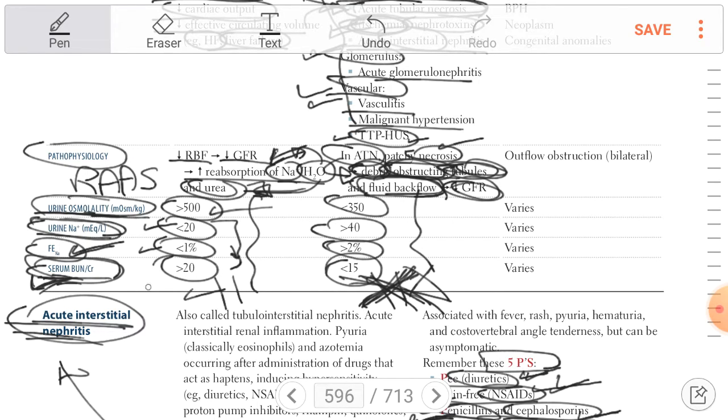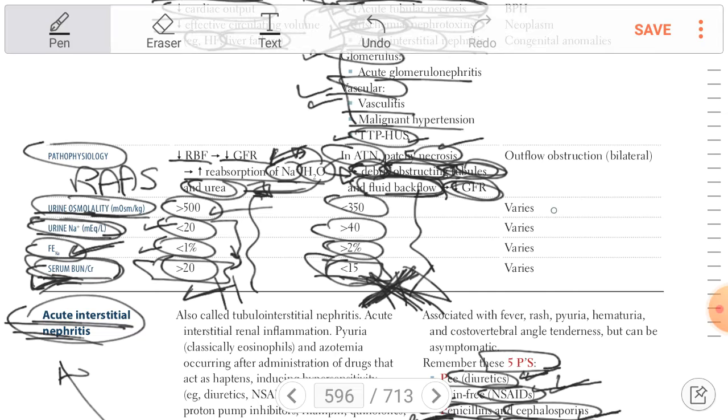Why? Because it's BUN creatinine ratio. So in the first cause, pre-renal, the tubule is intact, so there is normal reabsorption of the BUN, so the BUN creatinine ratio will be more than 20. But here there is affection of the tubule in intrinsic cause, so there is no reabsorption of the BUN, so there is decrease in reabsorption of BUN, so BUN creatinine ratio will decrease, less than 15.